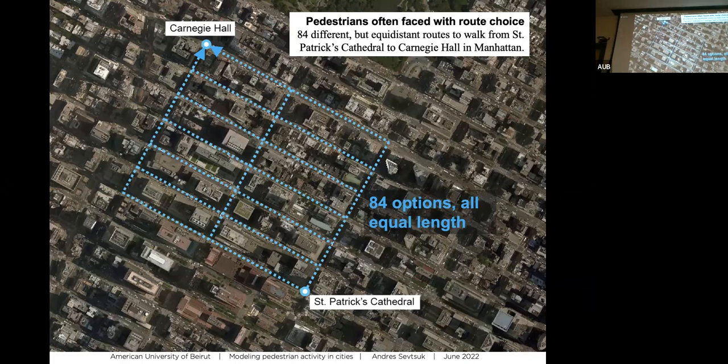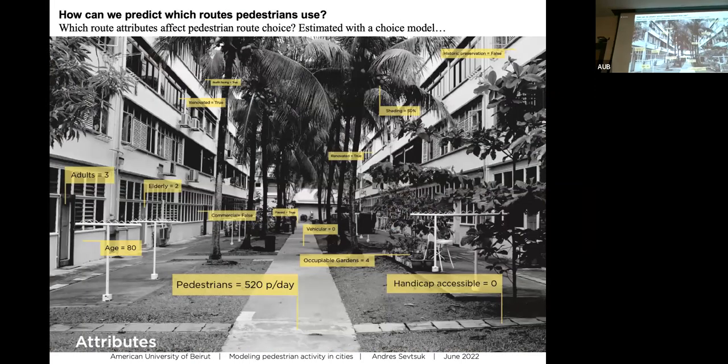In grid-driven street patterns or generally well-connected street patterns, including here in Beirut, where blocks are relatively small, we always have choices of how to walk, which route to take, with very minimal changes in route length. For instance, in a grid type of environment, like in New York City, if you were to walk from St. Patrick's Cathedral to Carnegie Hall, without extending the trip at all, you would have roughly 84 route options that are equidistant from each other. So always lots of choice.